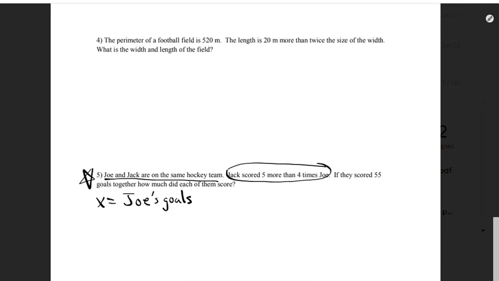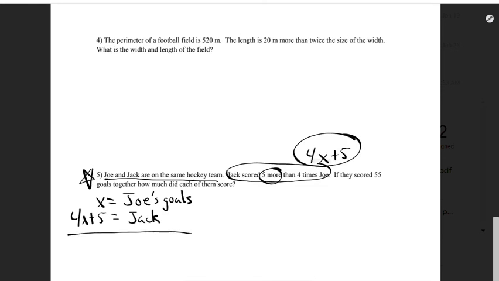Then what I can do is say, okay, well, if Joe is x, and this guy scored 4 times that, he's 4x. Oh, but then plus 5 more. So 4x plus 5 is equal to Jack. And here's the key that a lot of people forget. A lot of people will just use this and say that it equals 55. What you have to understand is you've got to include Joe. So together, that's 4x, and that's an x. So together they have 5x plus the 5 is equal to 55.